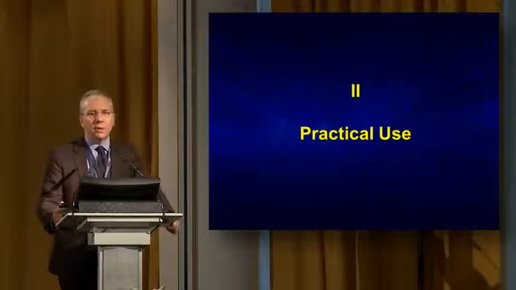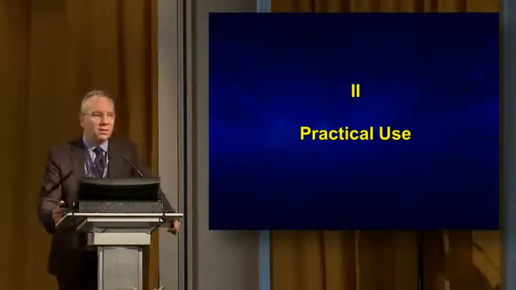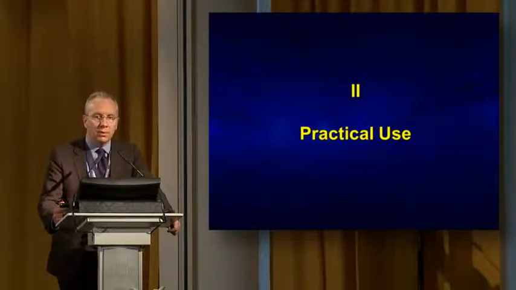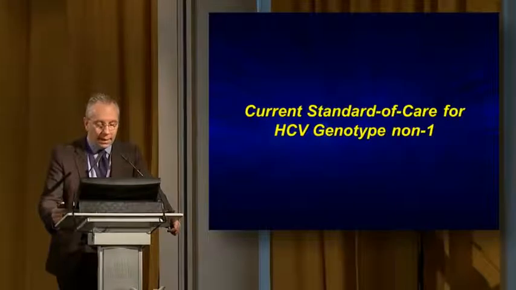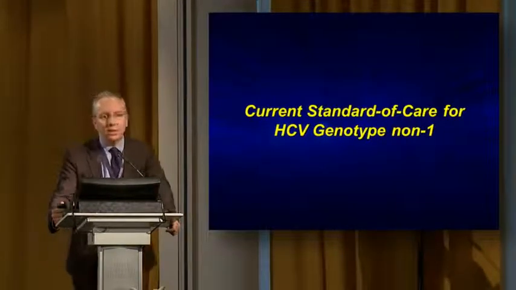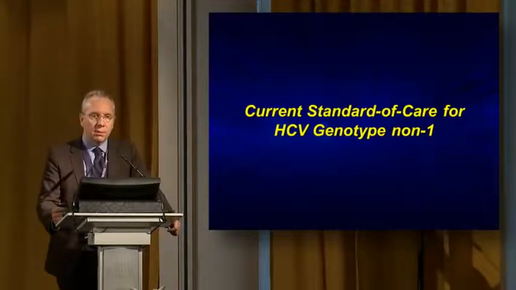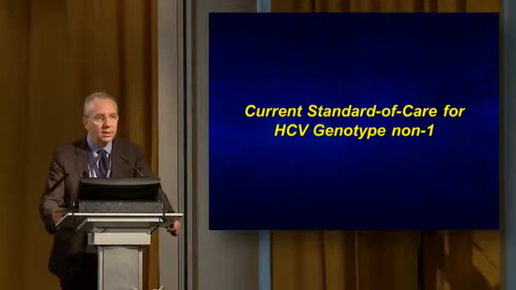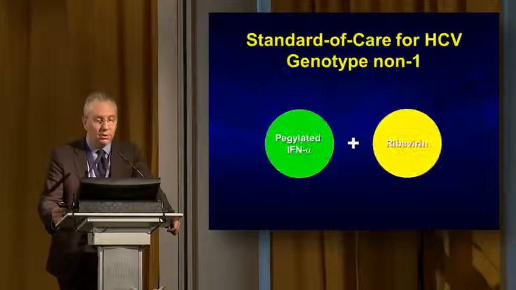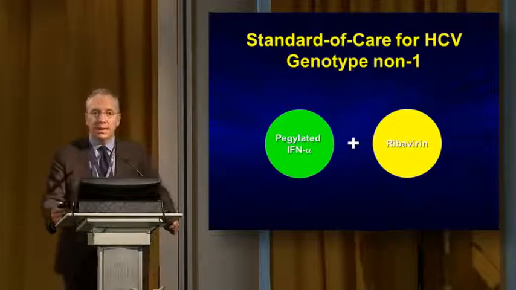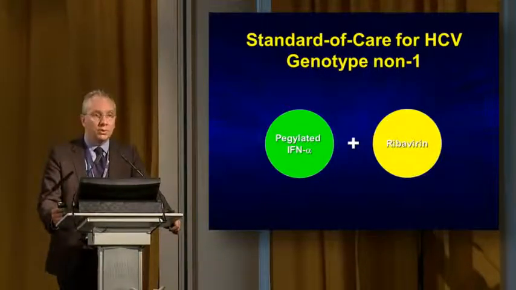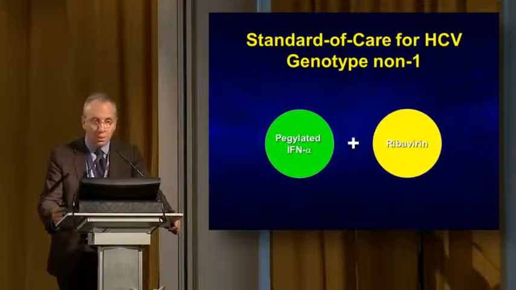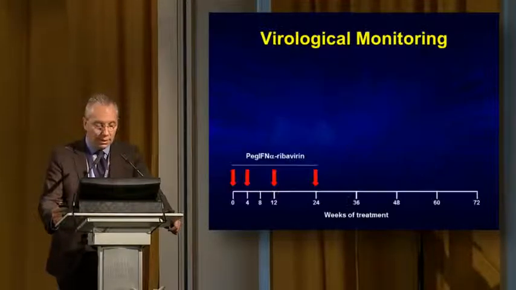In this first part, I wanted to show you the assays and the tools we have. I would now like to discuss with you the practical use of these assays now and eventually in the future. First of all, for patients who are not infected with genotype 1, the current standard of care is not new. It's still the combination of pegylated interferon and ribavirin, a very simple combination we've been using for 10 years for patients who are non-genotype 1 infected.